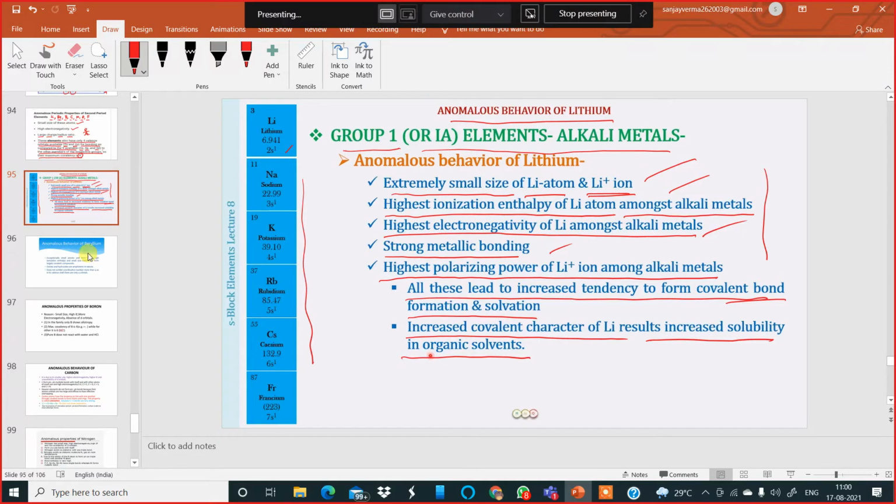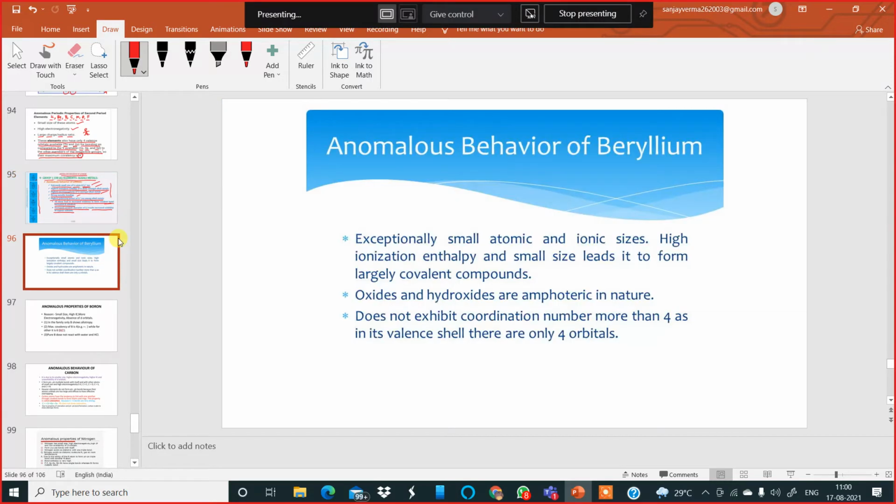Now moving to the next slide, the next element is beryllium. The symbol is Be. Anomalous behavior of beryllium: it has again exceptionally small atomic and ionic sizes. High ionization enthalpy and small size lead to the formation of covalent compounds. Oxides and hydroxides are amphoteric in nature. Important: oxides and hydroxides of beryllium are amphoteric, means they show acidic property also, they show basic property also.